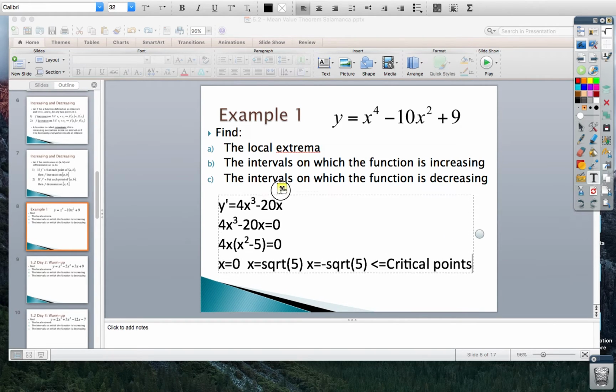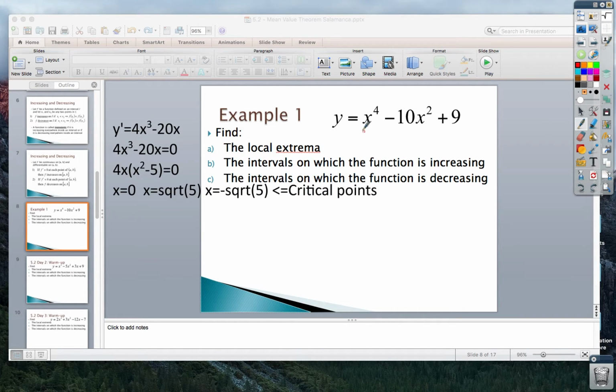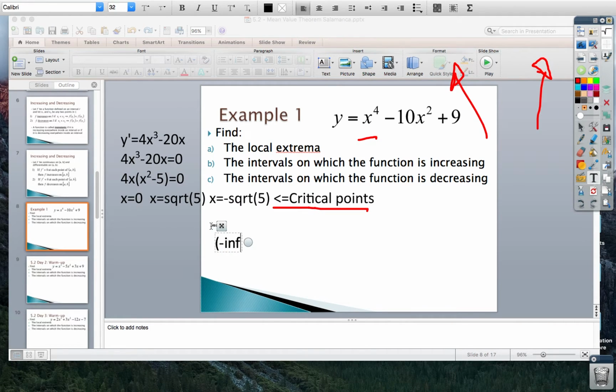Okay, so far we found our critical points. We haven't exactly found the local extrema, the max and min, yet. So let's look at that carefully. Now we know this is an x to the fourth graph. That means the end behavior is going to go like so. And these critical points tell us when those things change. So we know that from negative infinity to negative square root 5, because that's the first critical point we run into, this graph is decreasing.